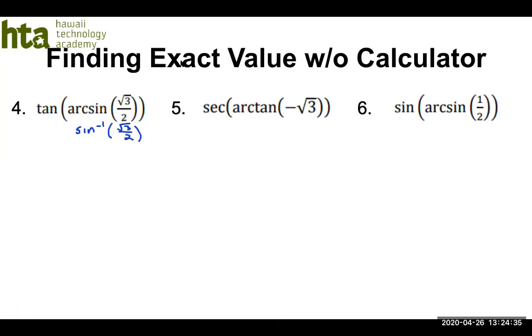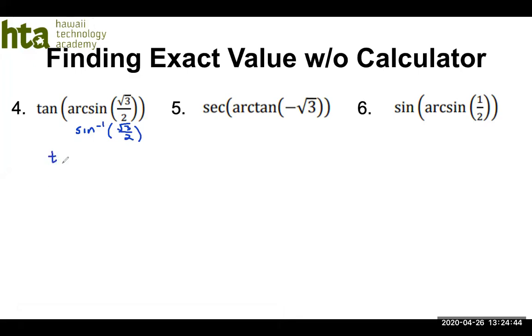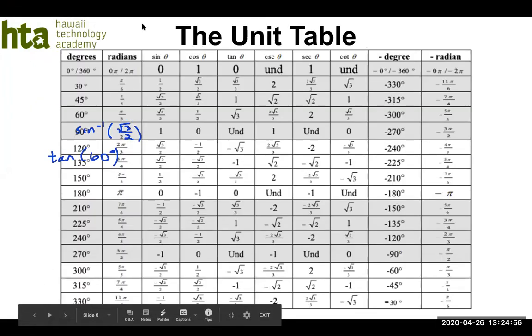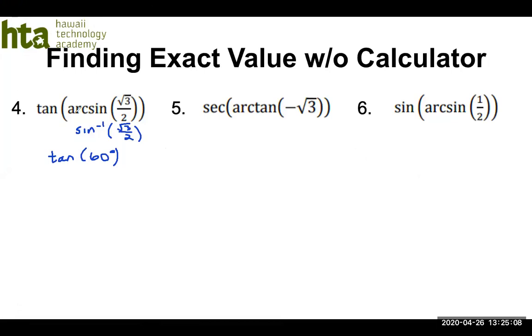So this is now going to convert to the tangent. The tangent of sine inverse of rad 3 over 2 is the tangent of 60 degrees. Okay, so we found out what the degree measure is. Now we got to find the value of tangent of 60 degrees. So we go back to our table. And where is tangent of 60 degrees? 60 degrees tangent is right here. That value is rad 3. That is what we put. So the tangent value of sine inverse of rad 3 over 2 is the tangent of 60 degrees, which is rad 3. That is our answer. That is how we use the table to answer these questions.